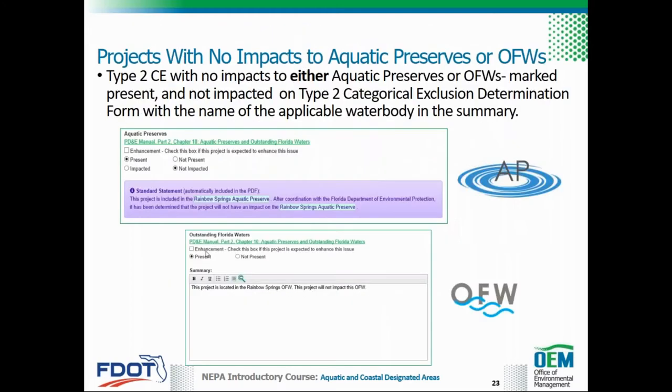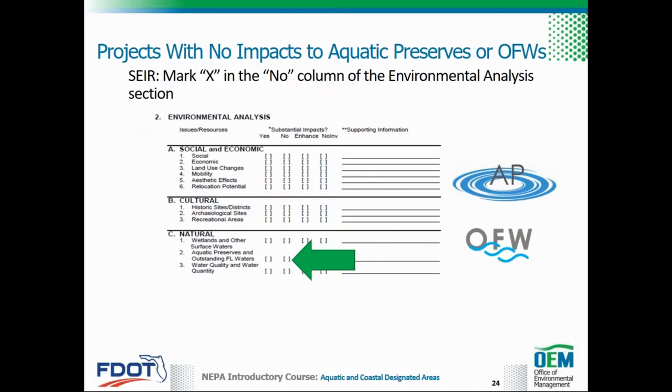For projects with no impacts to either aquatic preserves or OFW, documentation also varies between environmental document types. For a Type 2 CE project with no impacts to aquatic preserves or OFWs, these sections of the Type 2 CE determination form are marked present and not impacted, and the name of the applicable water body is included in the summary. For a SEER project with no impacts to aquatic preserves or OFWs, mark the No column of the environmental analysis section.